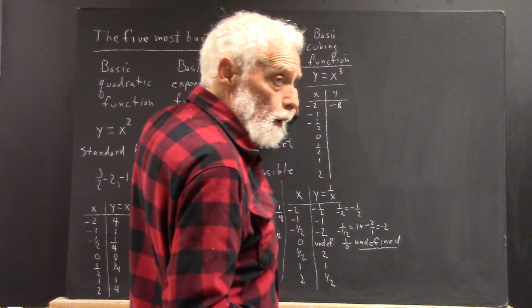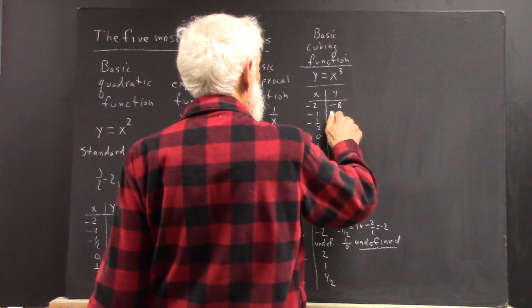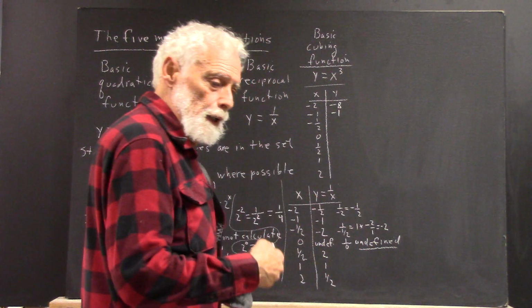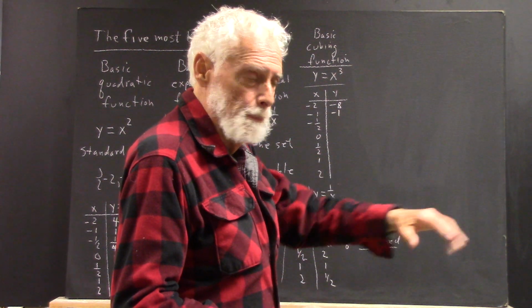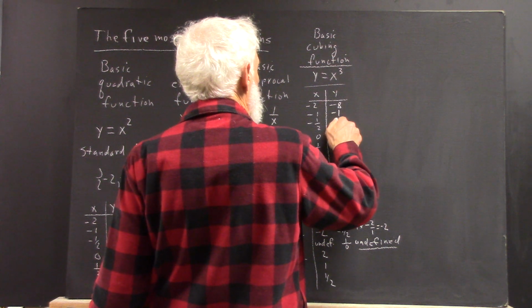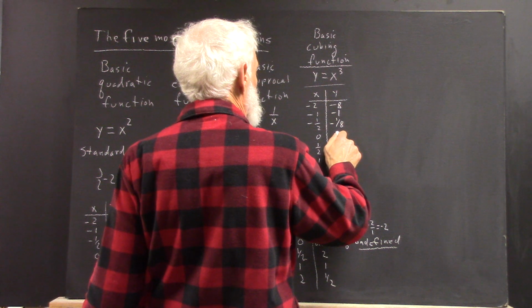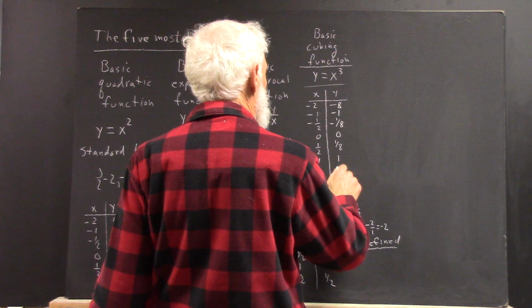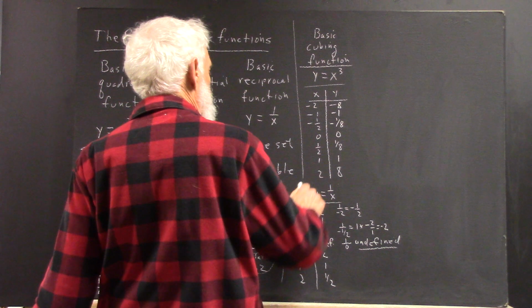If you cube -1, well, -1 times -1 is 1, times -1 gives you -1. And -1/2 times -1/2 times -1/2 is like -1 times 1 times 1 over -2 over 2 times 2 times 2, and you get -1/8. And 0 cubed is 0, 1/2 cubed is 1/8, 1 cubed is 1, 2 cubed is 8. So here's the table for the basic cubing function.